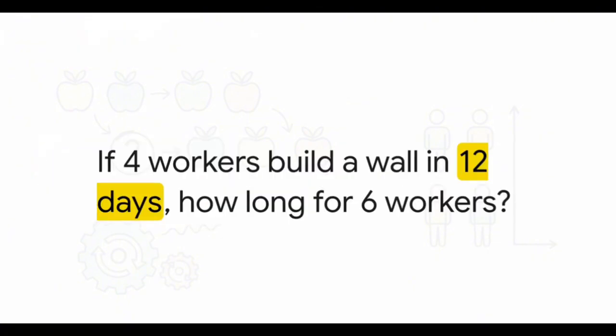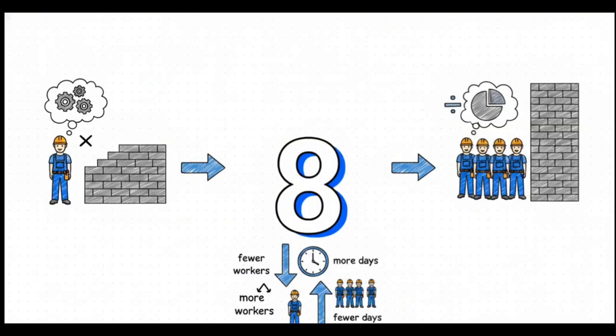Let's actually see this inverse twist in action with a classic example. Read this problem with me. If 4 workers build a wall in 12 days, how long would it take for 6 workers? I'm going to pause here and let the counterintuitive nature of this puzzle sink in for a second. Your first instinct might be to just divide first, like we did before. But hold on. If you have more workers on the job, it should take fewer days, right? Exactly. The correct answer is 8 days.